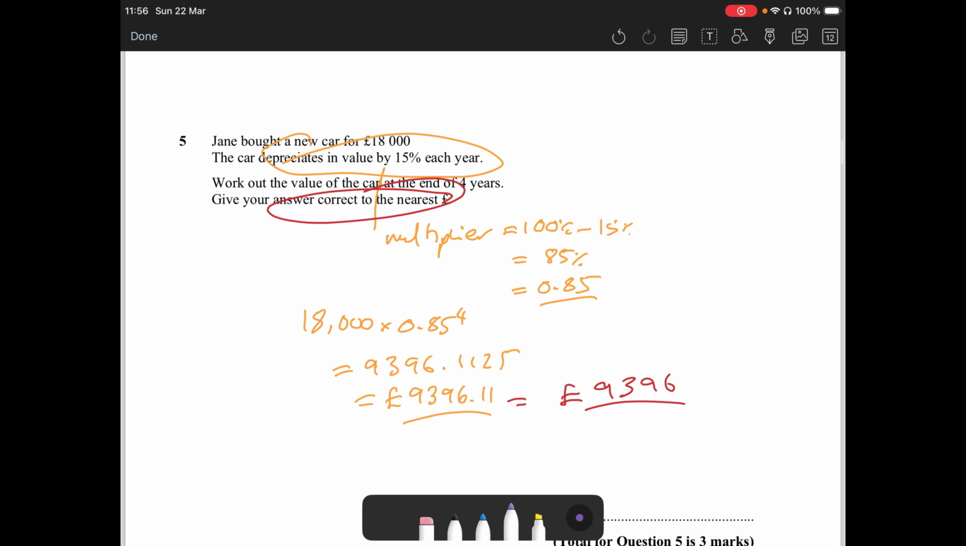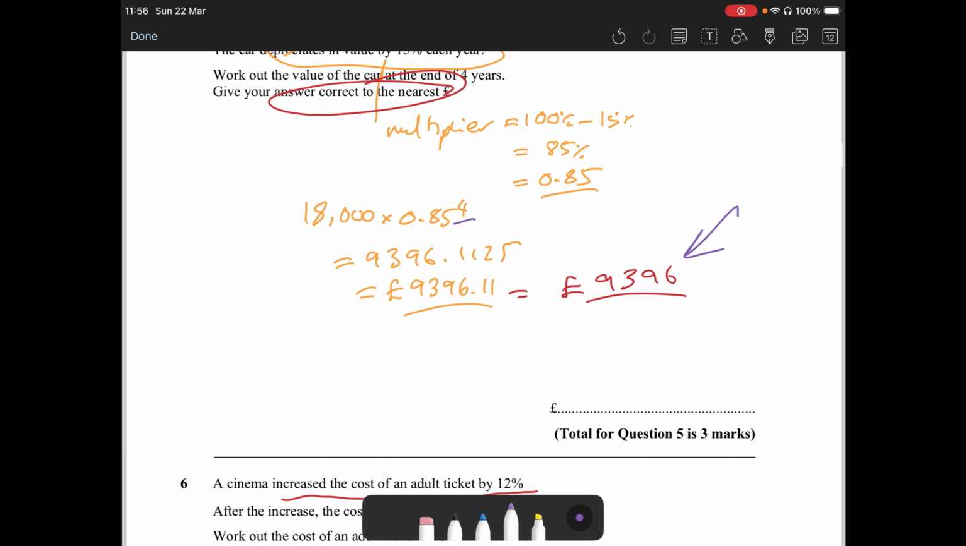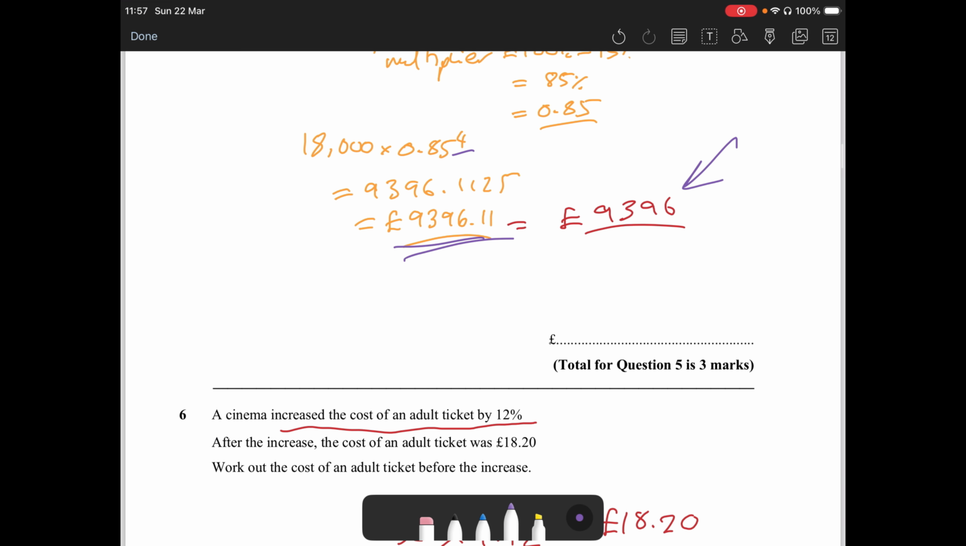Number 5, get your percentage first. Every year it goes down 15%, so you multiply by 0.85. Because that's 4 times, you raise it to the 4th power. Type that in your calculator, you get this. Bang. I did round it to the nearest whole pound, because that's what it wants.